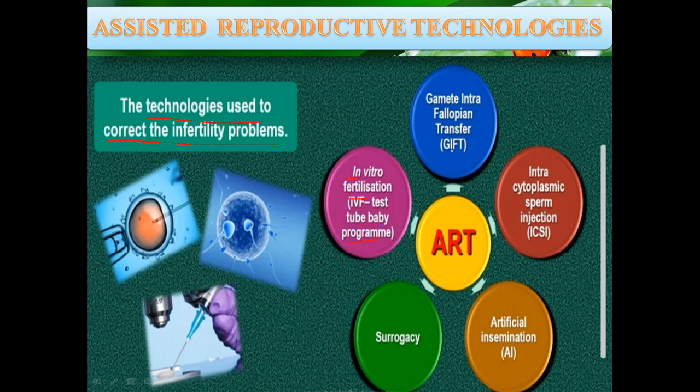Next one is GIFT, which is the gamete intrafallopian transfer. Next one is ICSI, which is the intracytoplasmic sperm injection. Next one is artificial insemination, and the last one is surrogacy. Another facility is the sperm bank, or semen bank. So we will see them one by one.